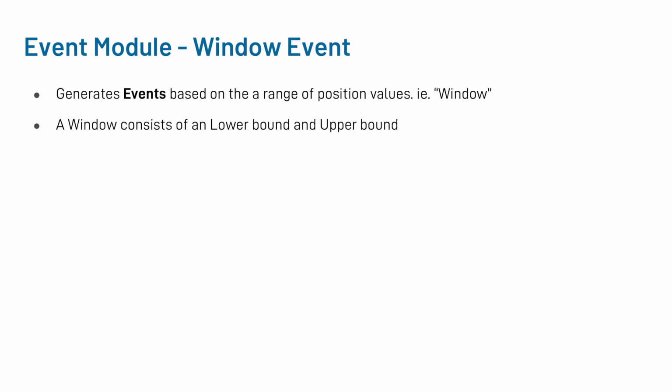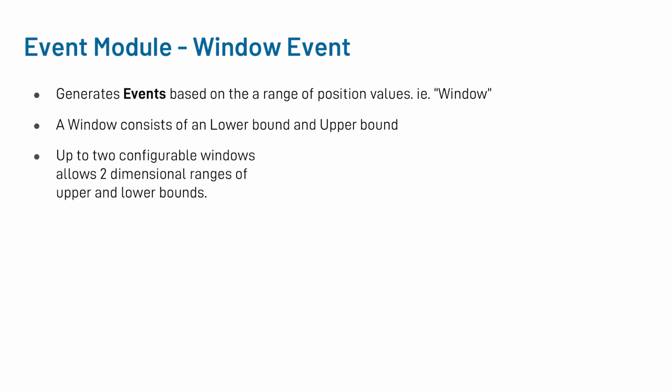In the normal use case, the output of the PSO window module is active when the window counter value is greater than or equal to the lower bound and also less than or equal to the upper bound. The PSO window module allows you to configure and use 2 windows simultaneously using the 2 different window counters.